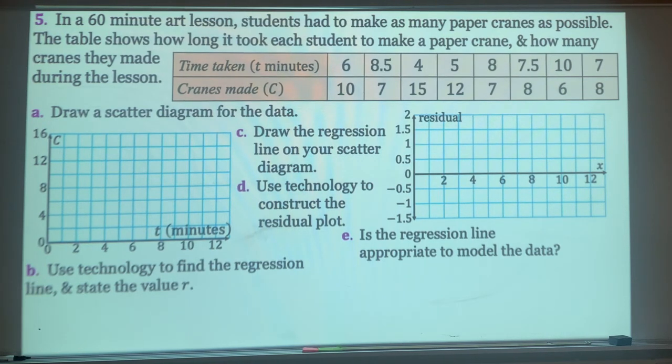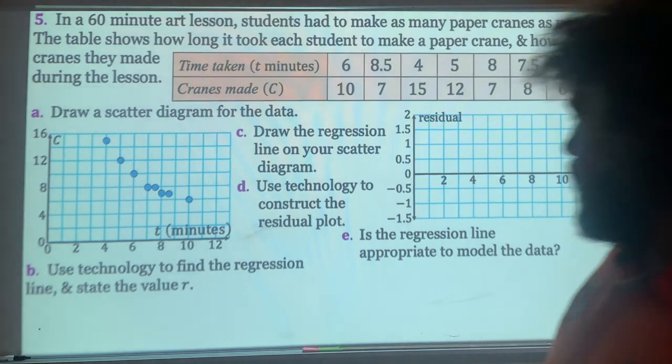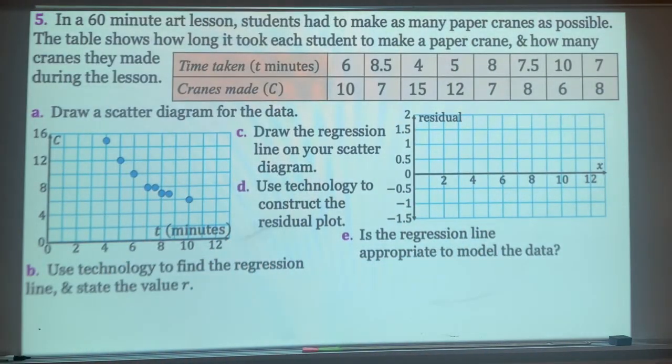All right, so first off, draw the scatter diagram. Oh, I can tell right away what that is, but that's scattered. So I plot my points, points are plotted.